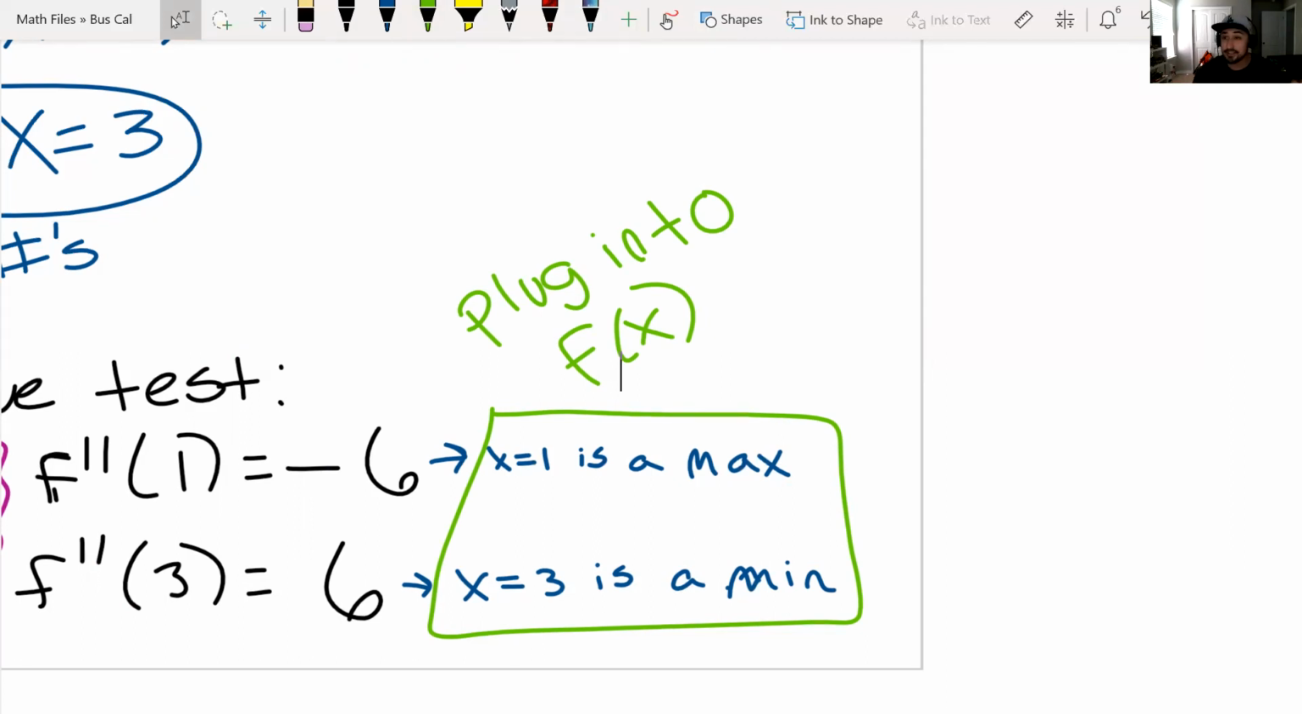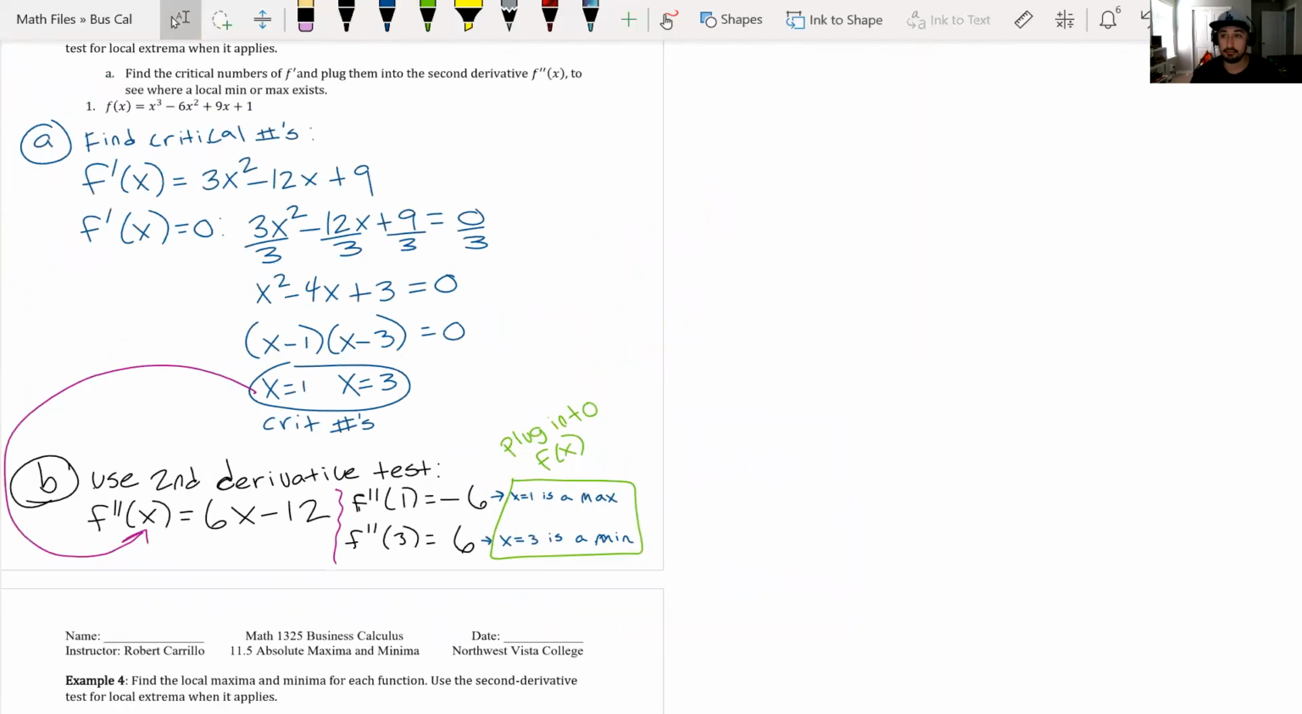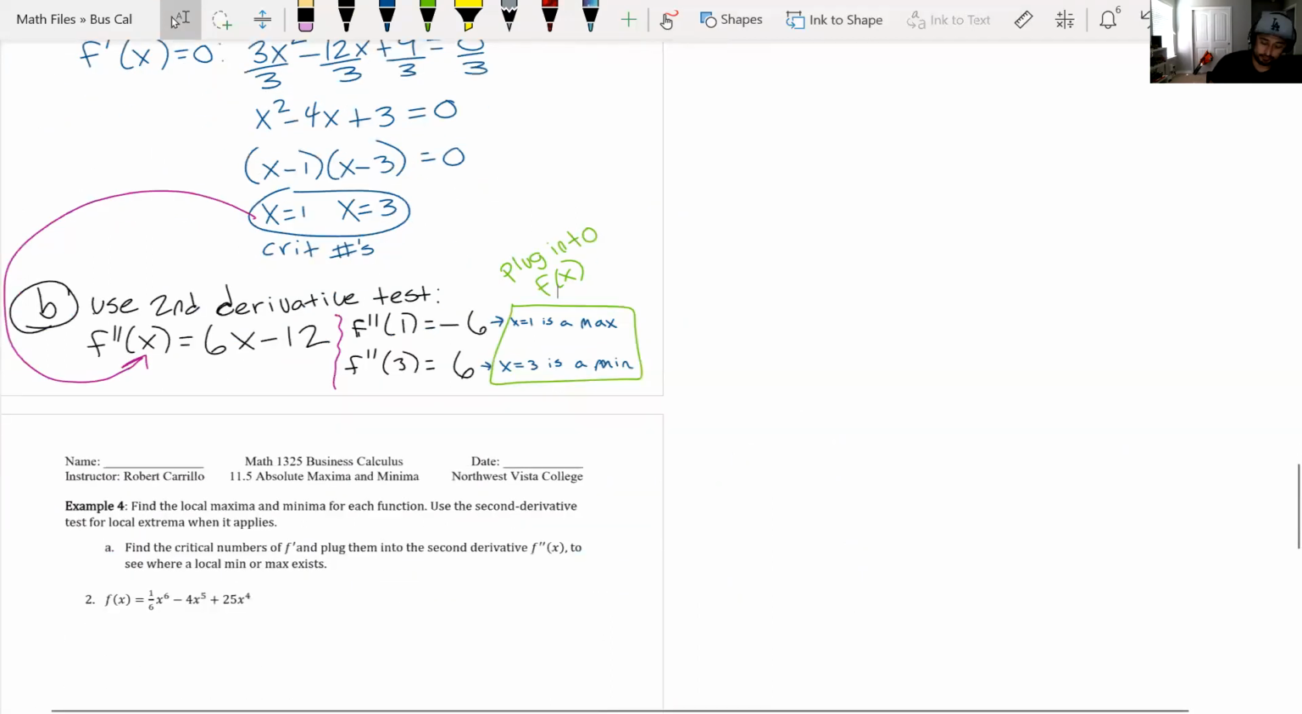Because did we have to make a sign chart at all to find a maximum or minimum? No. But if you like making sign charts, then you don't have to worry about the second derivative test at all. Just keep going. Find your critical numbers, make a sign chart, pick test points, find where it increases and decreases, and that'll help you find your max and min. Okay, that's it for that one. All right.